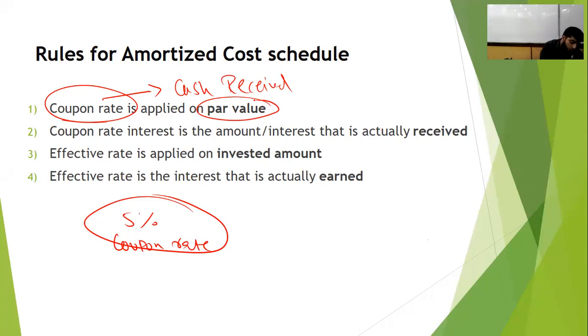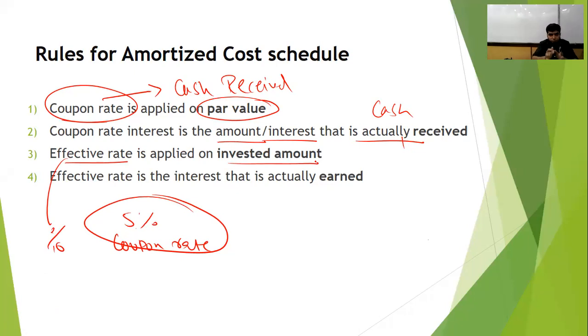Number two, coupon rate interest is the amount of interest that is actually received in the form of cash. What is the coupon rate? It is the amount of cash received, the interest actually received in the form of cash or bank. The third point is there will be another interest rate, known as the effective rate of interest. It is also a percentage, it is also an interest rate. And where is it applied? It is applied on the invested amount.